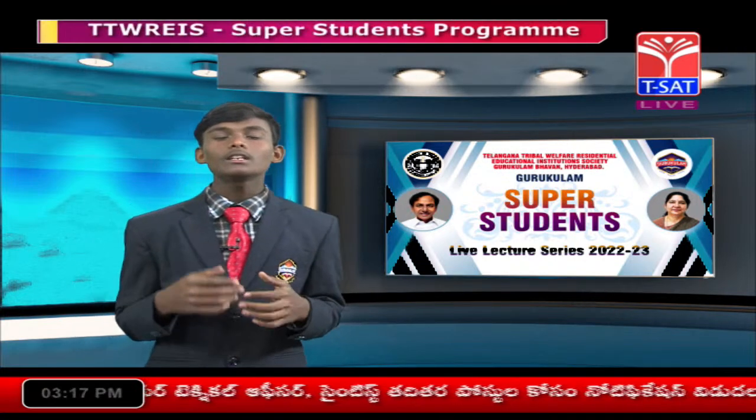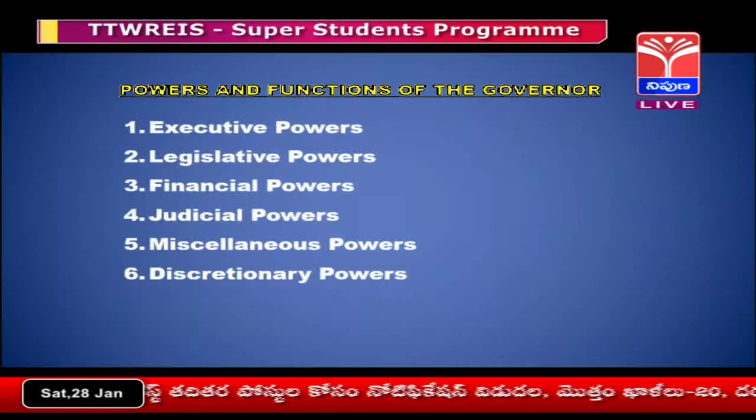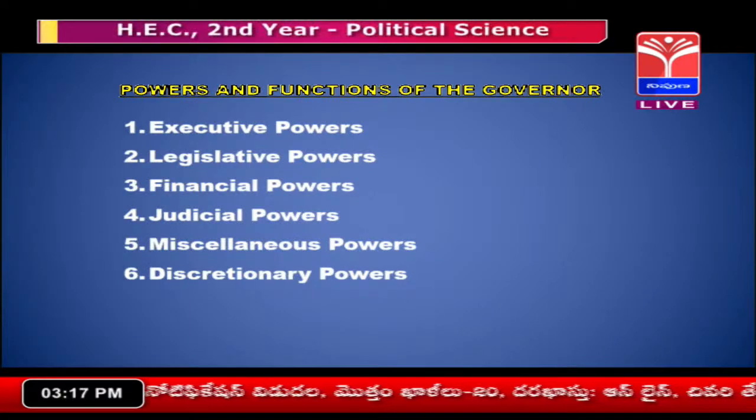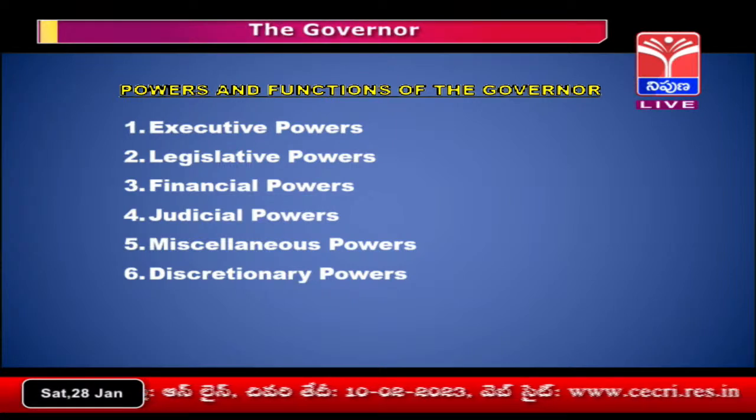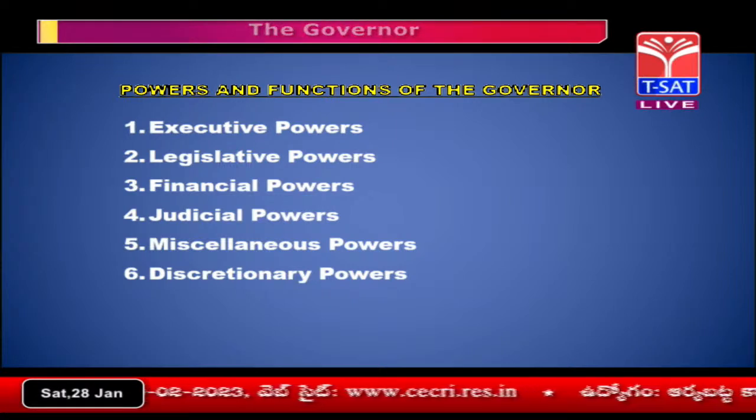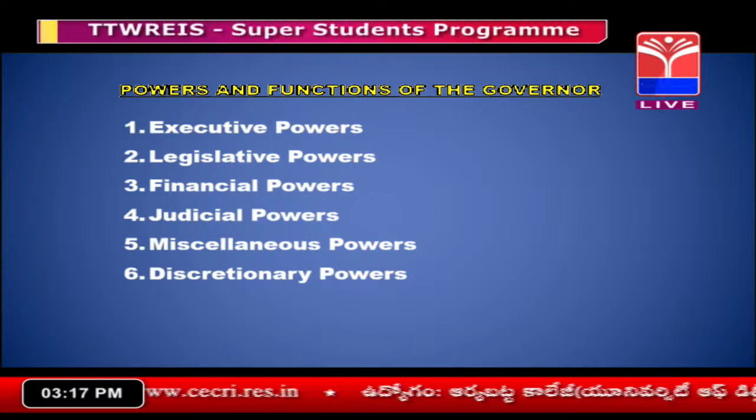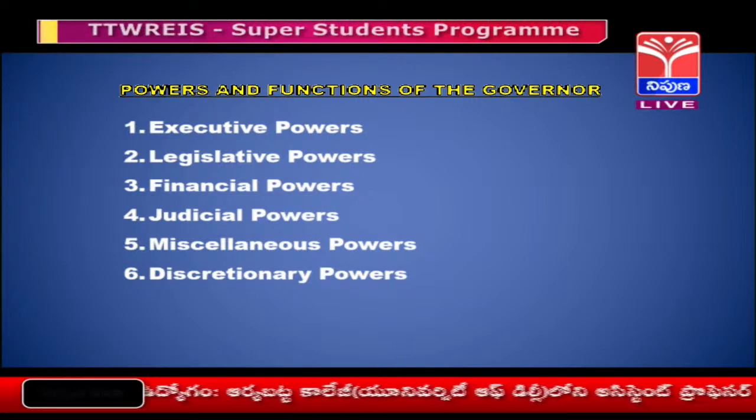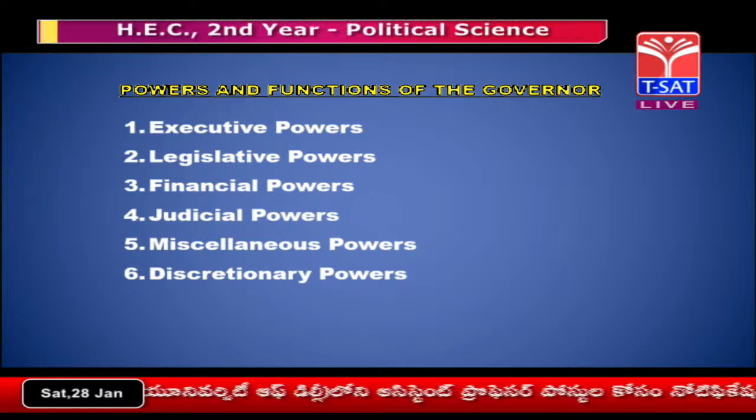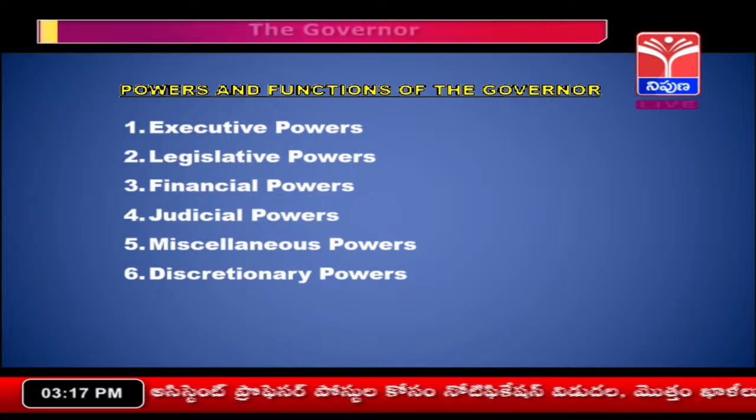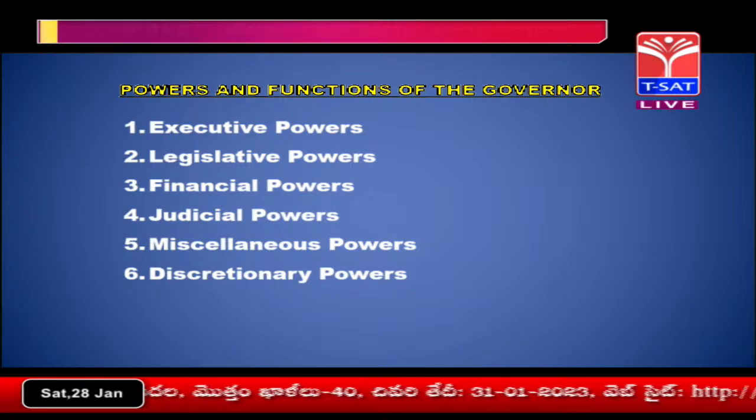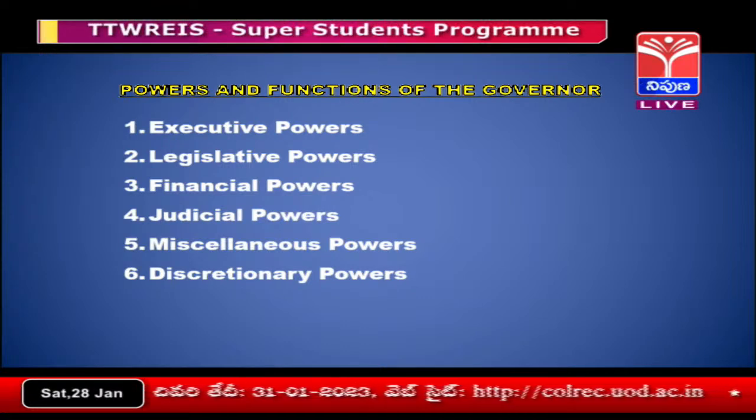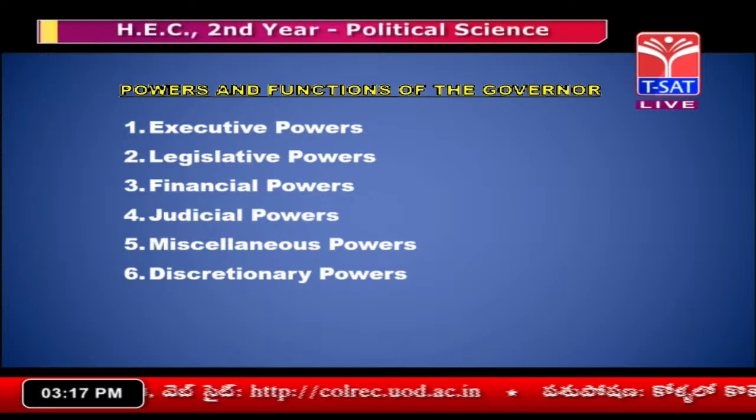Powers and functions of the governor. There are 6 types of powers and functions of the governor: executive power, legislative power, financial power, judicial powers, miscellaneous powers, and discretionary power. We will go through them one by one.